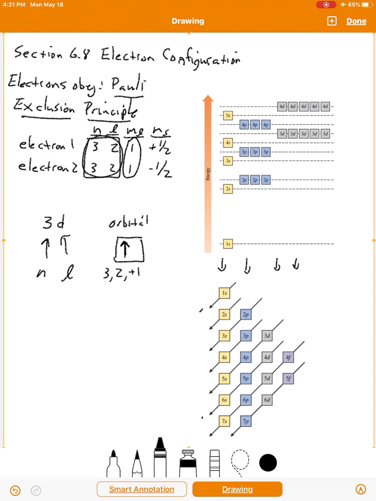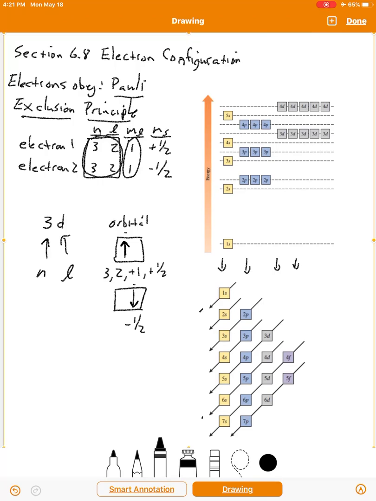When the arrow is pointing up, that means plus a half. M sub s is plus a half. If the arrow is pointing downward, then m sub s is minus a half. Spin down, we call that. So spin up, spin down.